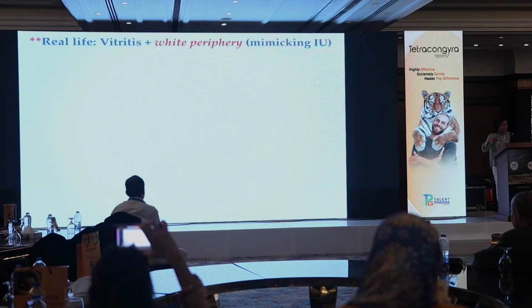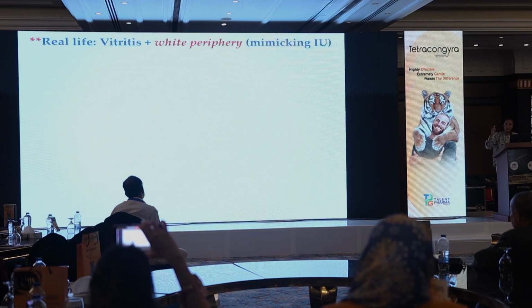What do we encounter in real life? Usually, you are met with a case in which there is vitritis and there is something white in the periphery. And you have absolutely no idea, what is this white thing?